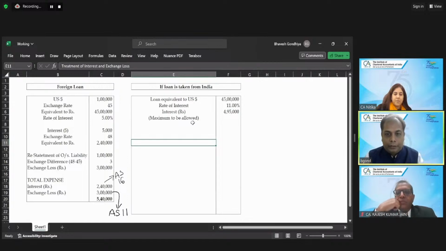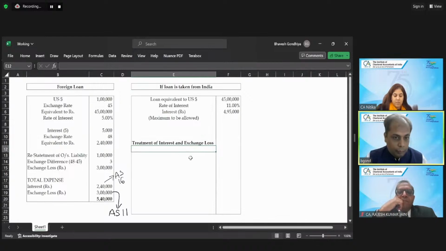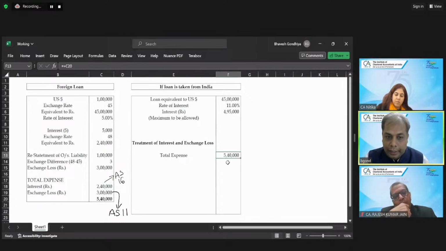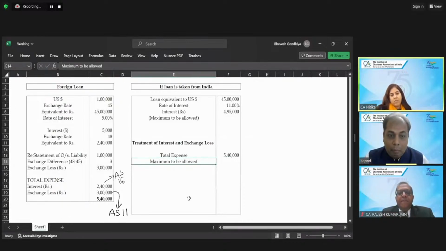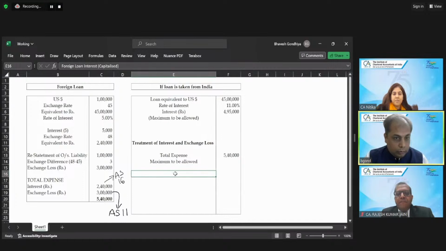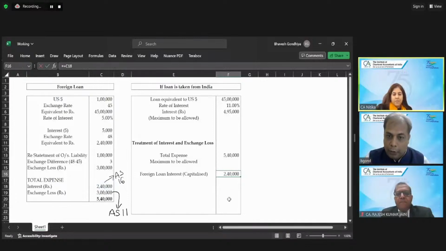So now let's come to your question, and what I have added on my part: how the interest and the exchange loss will be treated. The total expense which I have is 5,40,000 actual, of which 2,40,000 is the interest and the exchange loss is your 3 lakhs. This 5,40,000 is the maximum to be allowed, because this is your real transaction. The loan taken from India is only for the purpose of comparison. So the foreign loan interest which will be allowed to be capitalized is your 2,40,000 pure interest cost.